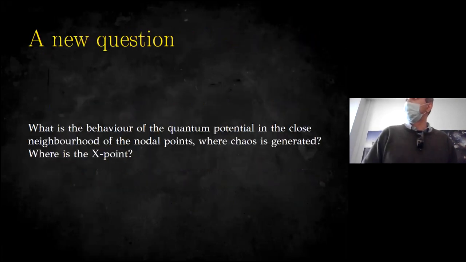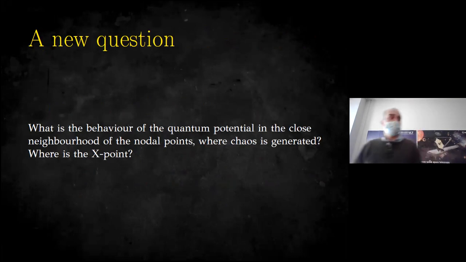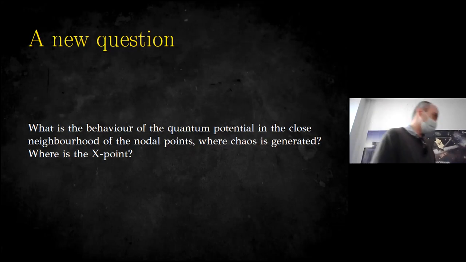I have a new question: what is the behavior of the quantum potential in the close neighborhood of the nodal points where chaos is generated? Where is the X point? Okay, the X point was born here in our center. So the nodal point is well understood. Where is the X point, and what is the relation between the X point and the quantum potential?